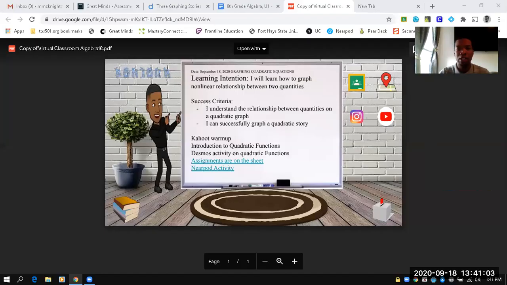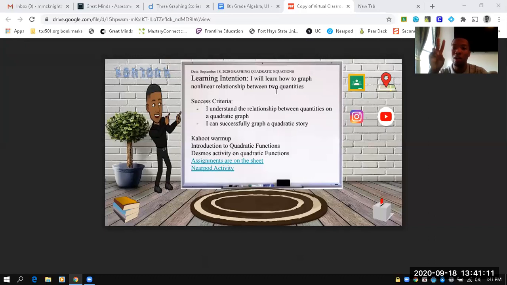All right, we're going to be looking at quadratic functions. So our learning intention states that I will learn how to graph non-linear relationships between two quantities. Remember the two quantities, the quantities are the two things we put on the axes. So we have the y-axis and the x-axis. And then if we're putting time versus speed or whatever, those are considered quantities, all right?